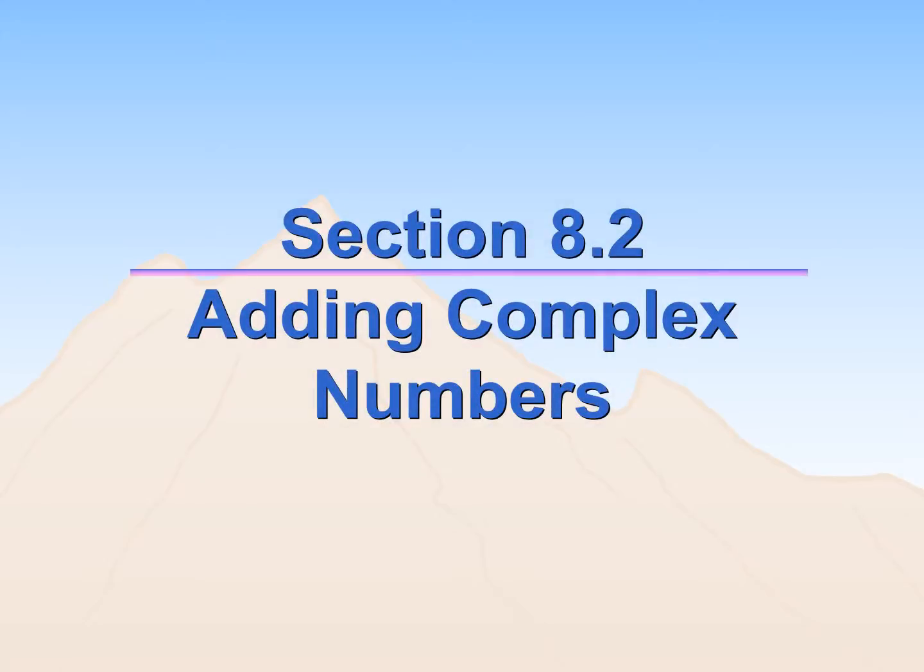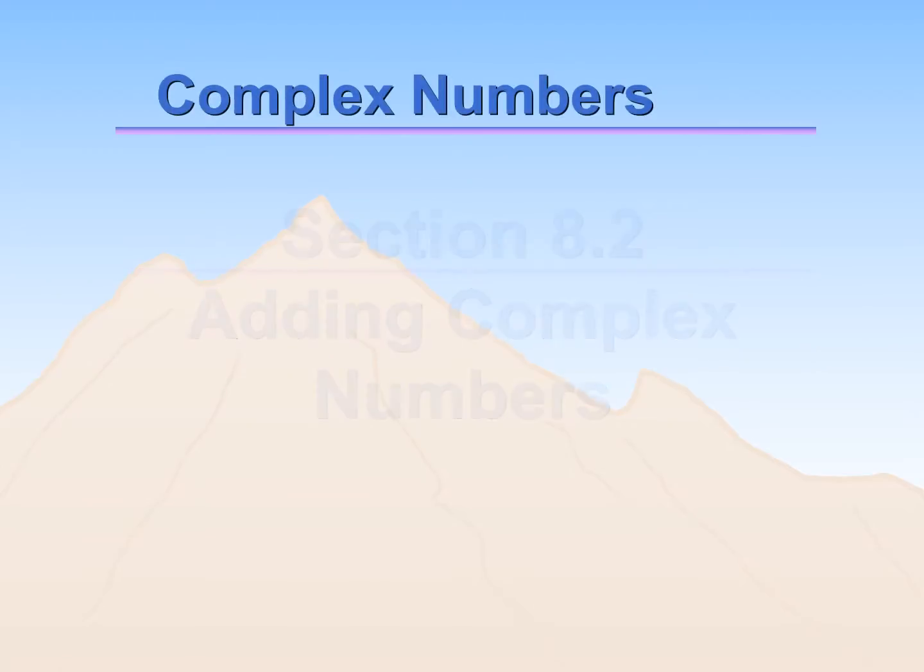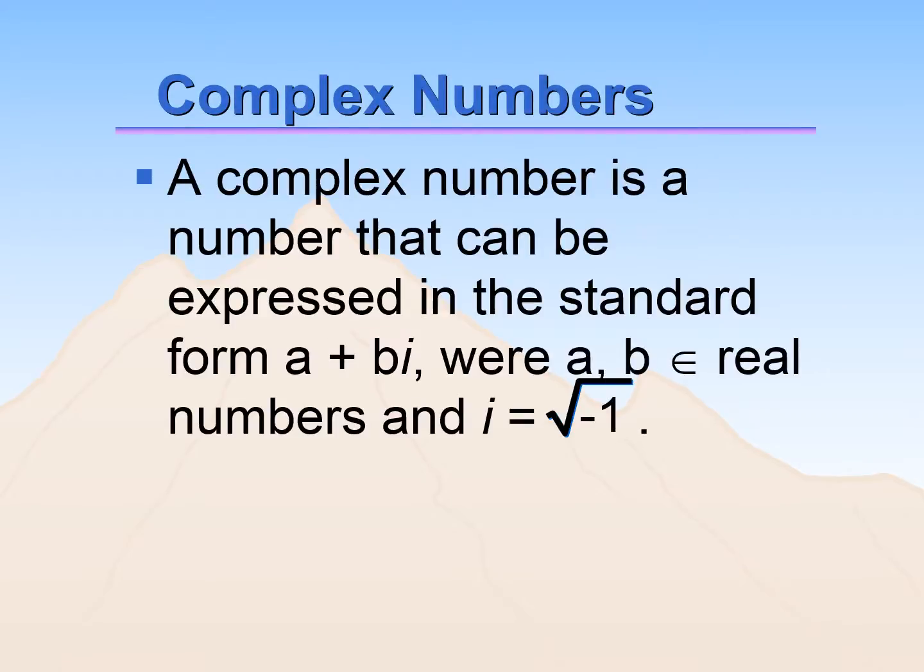Today we're looking at how to add complex numbers. So to begin, let's just go ahead and talk a little bit about complex numbers first. A complex number in standard form looks like this, a plus bi, where a and b are real numbers.